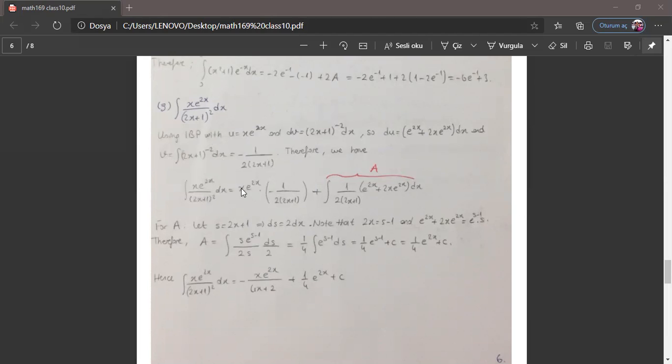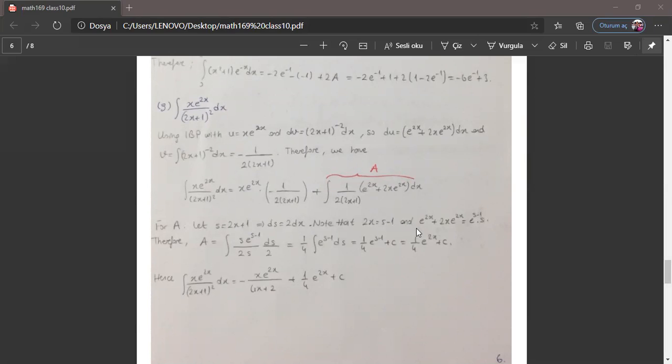We're given this, so we write it using integration by parts and get u times v minus the integral of v du. So we have this. Now call this part A, and we will substitute s equals 2x plus 1. If we differentiate it, we get this. Now we note that 2x equals s minus 1. Just using this equality, we obtain this.